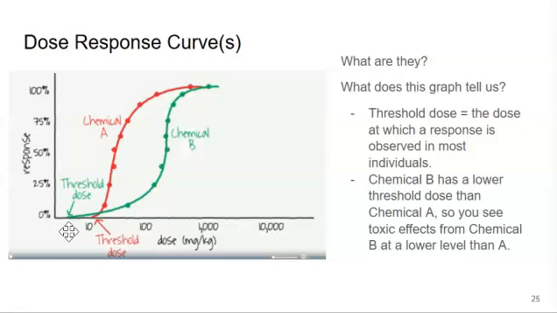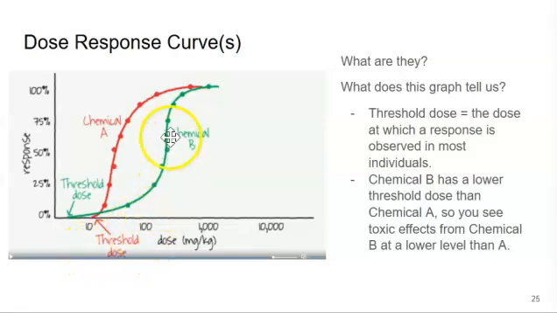And then there's a point at which we see a response. We see a toxic effect. That's called the threshold dose. And it's different for these two chemicals. So the threshold dose for chemical B is lower than the threshold dose for chemical A. So if you're just looking for any toxic effect at all, you're seeing that the individuals that were tested here are more sensitive to chemical B than they are to chemical A when we just look at threshold dose, okay?